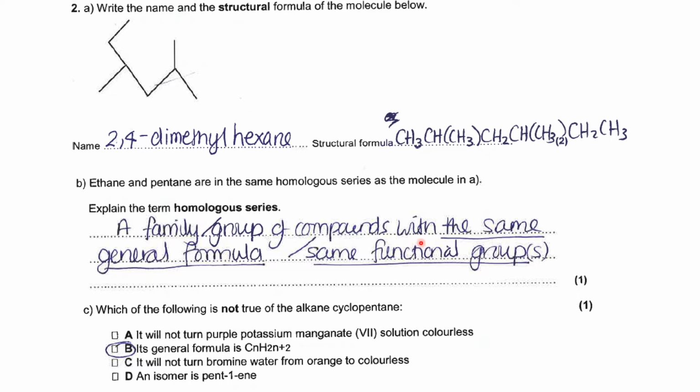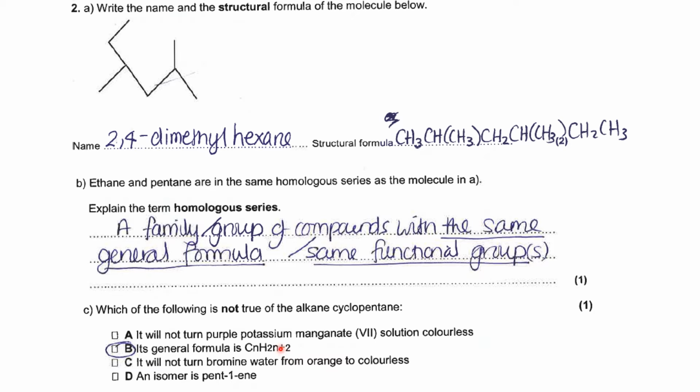Now your homologous group, any of these it will allow. I don't really like the same general formula. I don't like that one just because you have cycloalkanes and alkenes have the same general formula, which is CnH2n. And that leads us nicely on to C, and cyclopentane does not have this general formula, CnH2n+2. So that is the wrong answer.